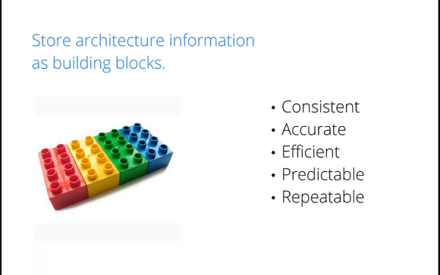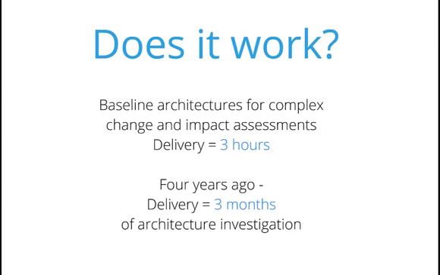A few years ago at McLaren, they were taking 3 months to do the baseline architectural investigation for a new major corporate transformation. Today, as a result of adopting a consistent team-based architectural content metamodel, and the architecture repository, they're getting that same work done in 3 hours. 3 months versus 3 hours. That's the business benefit, and that's significant.